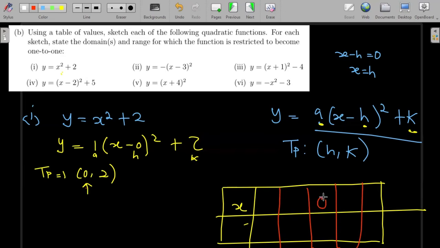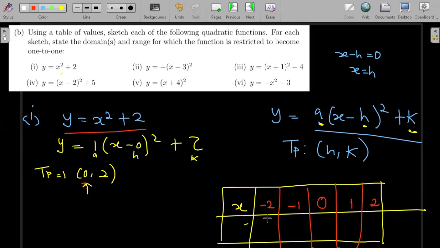So my 0 is here, which is the x coordinate of the turning point, right? So I'll pick two numbers below this x coordinate of the turning point. So I can pick -1 and -2. But it doesn't always have to be this, these are just easy to work with. So you can pick any. And then here I have 1 and 2. Okay, and then from this table of values, I can find the corresponding y values using my equation here.